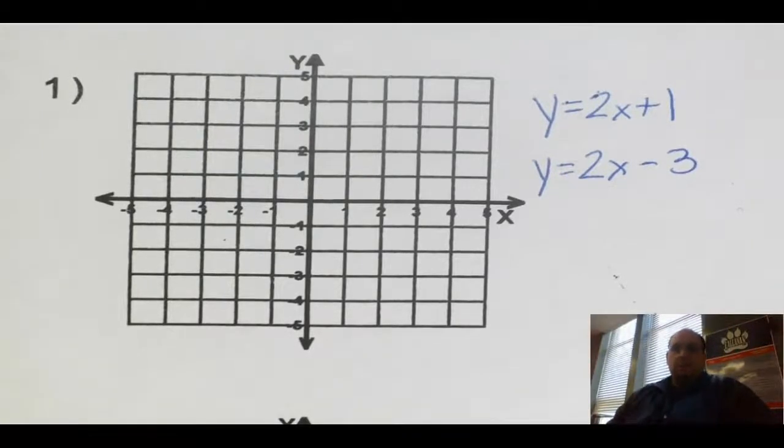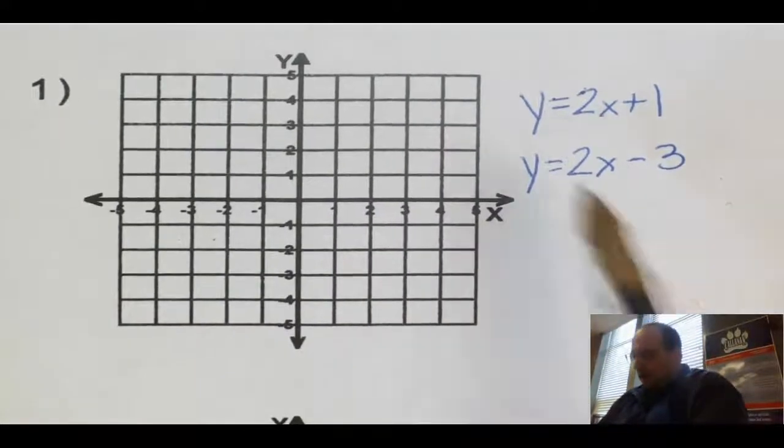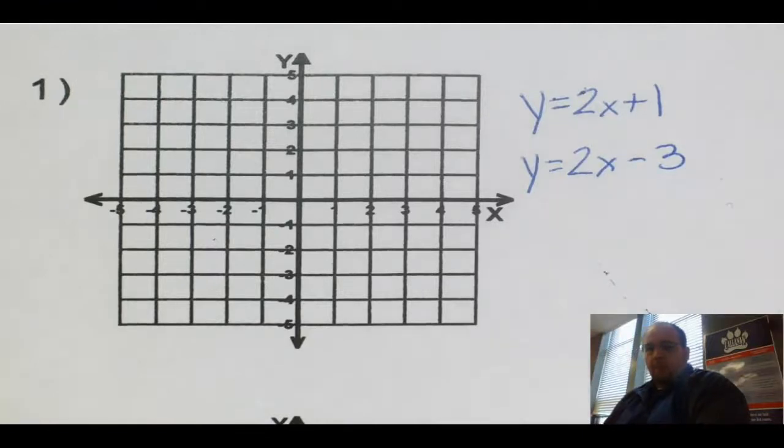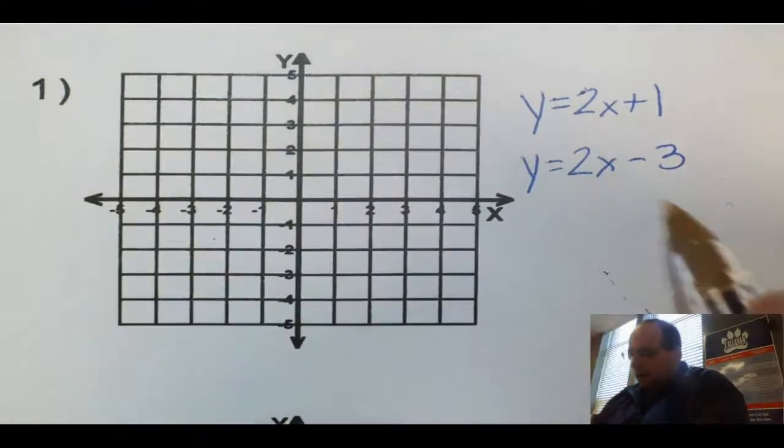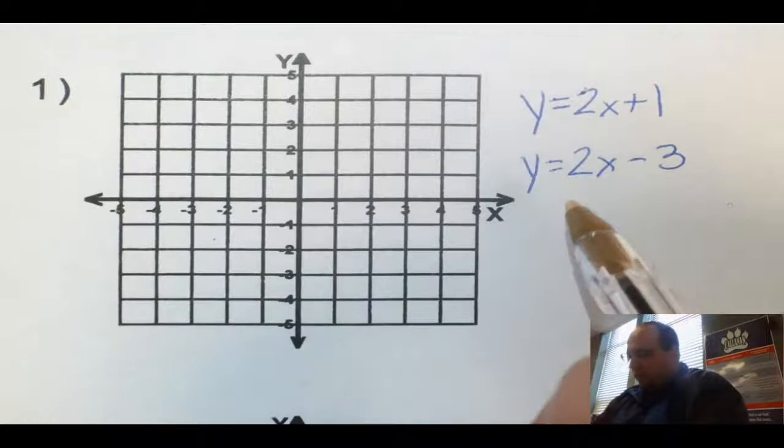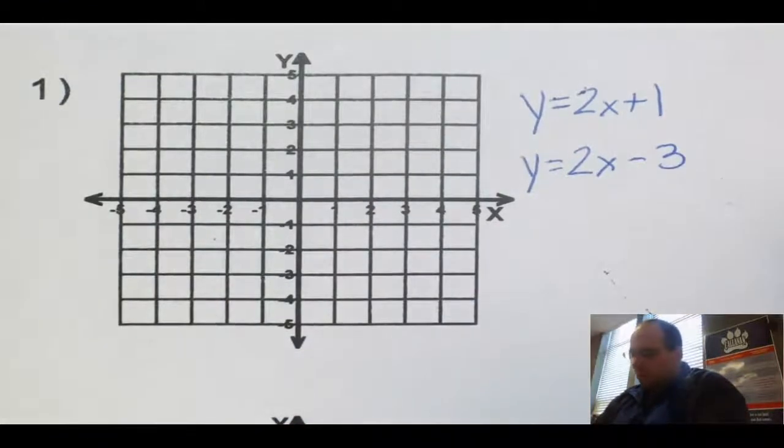Today what we're going to do is graph a pair of equations and determine the number of solutions. In the first one, I have y equals 2x plus 1 and y equals 2x minus 3. I'm going to graph it, and then determine the number of solutions, and then if there is a solution, what the solution is.